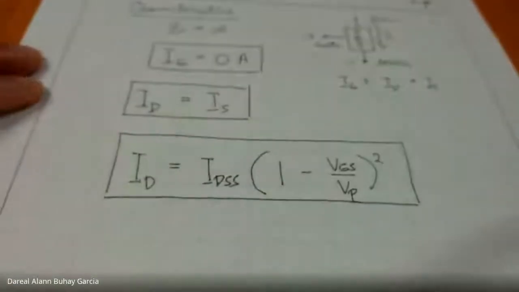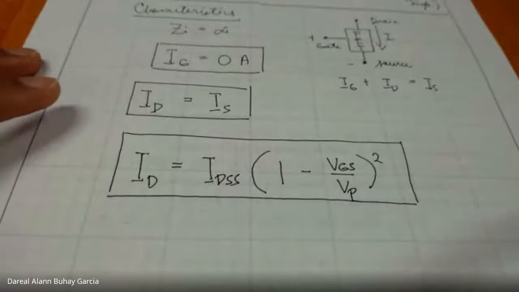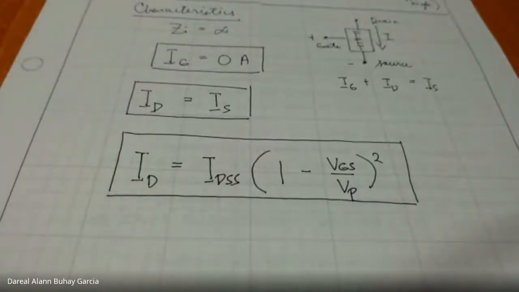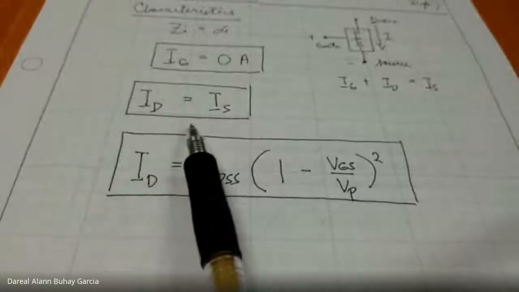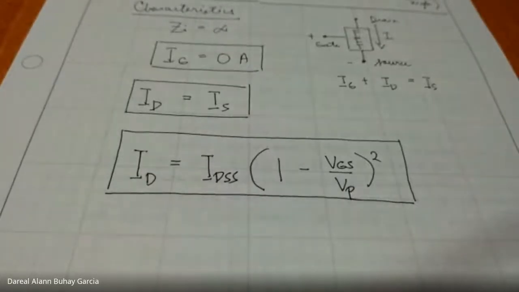So these are the three relationships and formulas we should remember when dealing with FET amplifiers, specifically the JFET. IG, the gate current, is always equal to 0. ID is equal to IS, and ID is defined by the Shockley equation, equal to IDSS times 1 minus VGS over VP, squared.